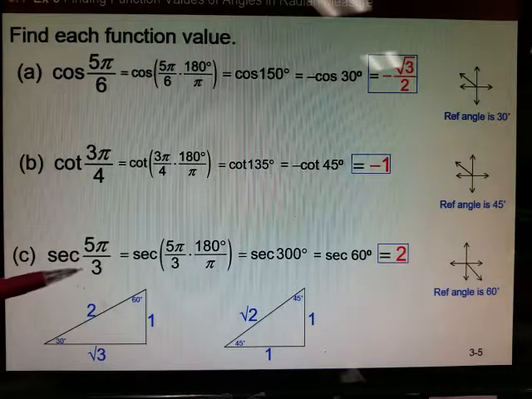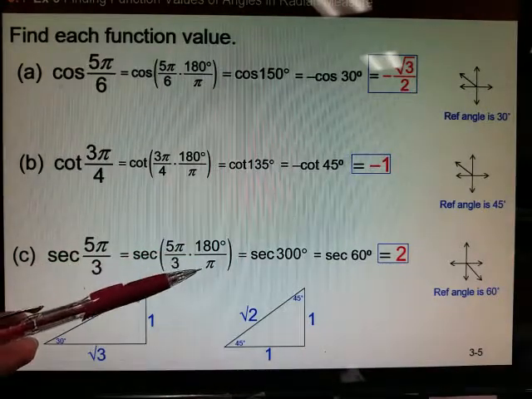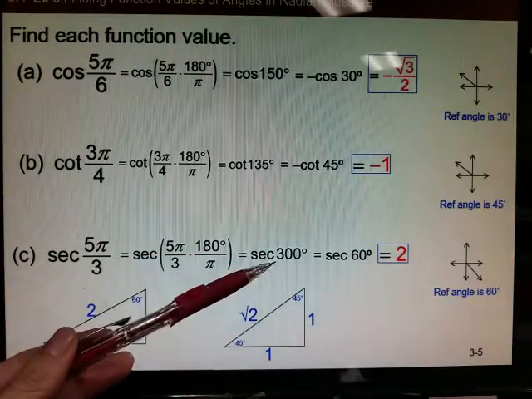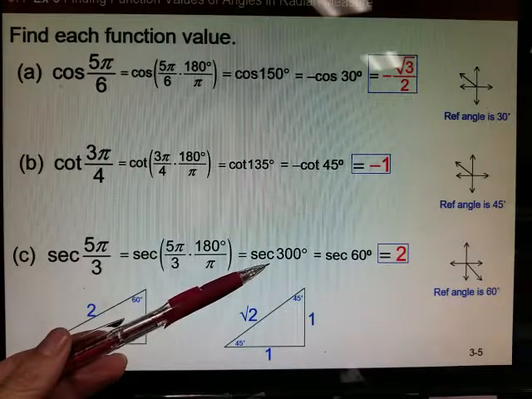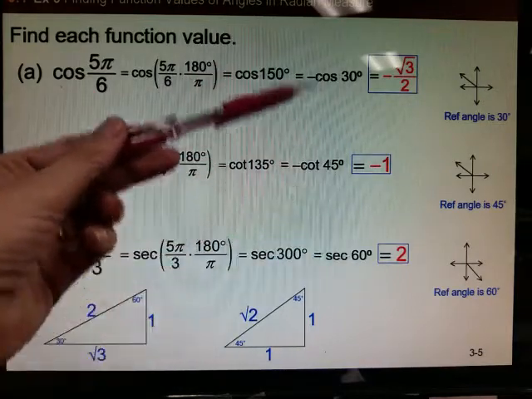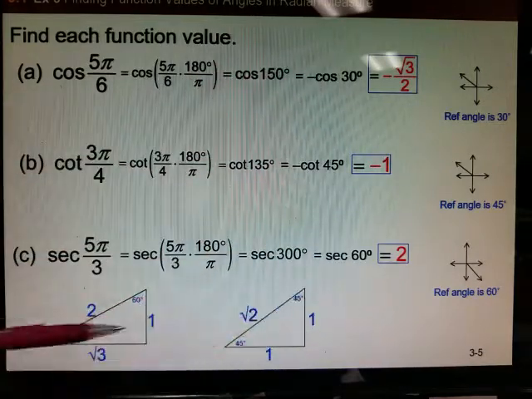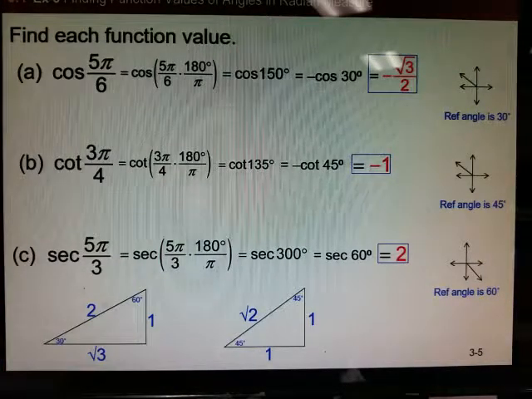So again, you took your radian measure, you converted it to degrees by multiplying by 180 degrees over pi, figured out which quadrant it falls in, and what the reference angle is. Use your all students take calculus to determine if it's negative or positive and rewrite it in terms of the reference angle, and then go ahead and use your two triangles to get this. So obviously problems like this would all be with a basic calculator, no scientific calculator for this.